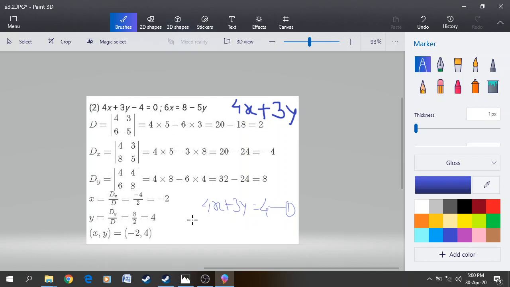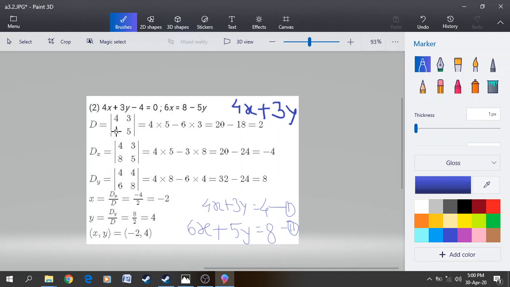The 6x is no problem. 6x is in the format, but minus 5y is on the right side. We want it on the left side, so we bring it to the left side, where it becomes positive, and 8 stays on the right side. So these are the equations we have.